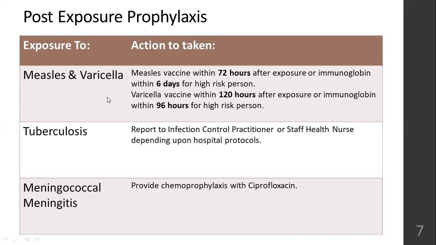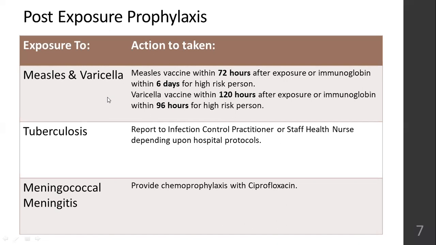So for post-exposure prophylaxis for other disease conditions like measles and varicella, that is varicella zoster, the chickenpox virus: give the measles vaccine within 72 hours after exposure. If a person has been exposed to the measles virus, get the vaccination within 72 hours. Sometimes, since the incubation period for measles is about 3 to 4 days, you can directly get the immunoglobulin within 74 hours.